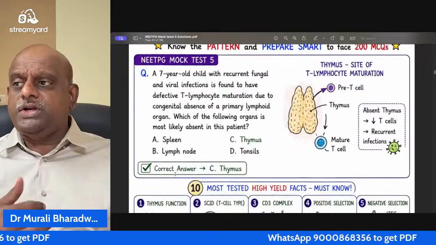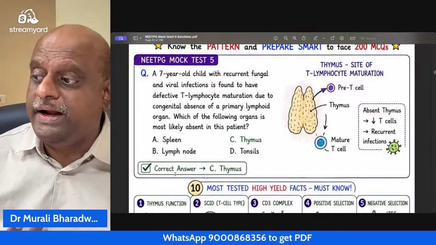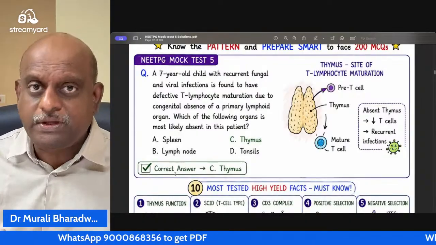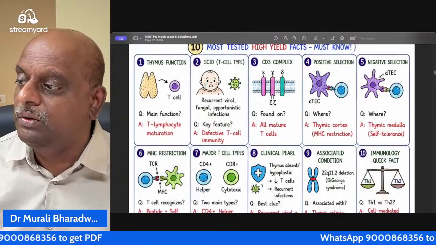A 7-year-old child, defective T lymphocyte maturation due to congenital absence of thymus is what you need to remember. So absent thymus, decreased T cells, recurrent infections, very important thing to remember.